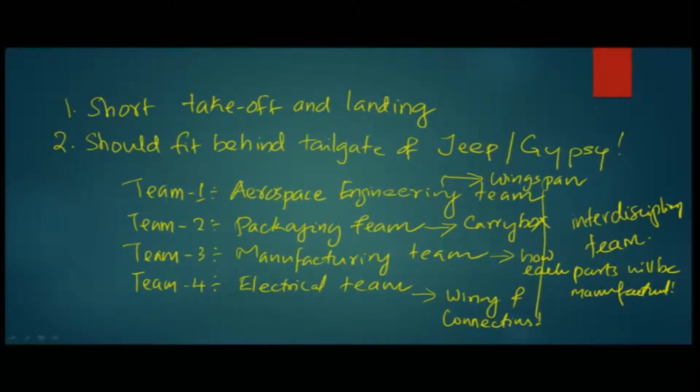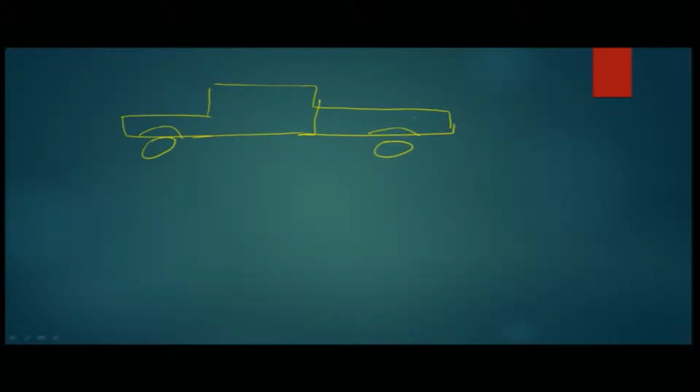So, if you think about a Jeep or a Gypsy, if you draw it, it has a bonnet, a cabin, and there is a portion behind it. These are the wheels. This is what we call the tailgate. This is where the driver, passenger, everybody sits. The UAV should be able to fit here in a box. So, the package box will go here.